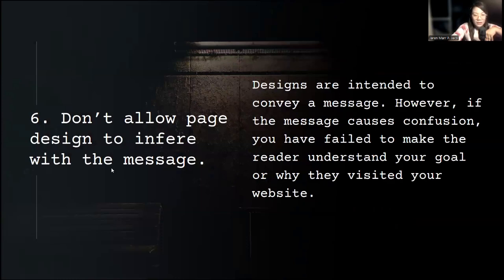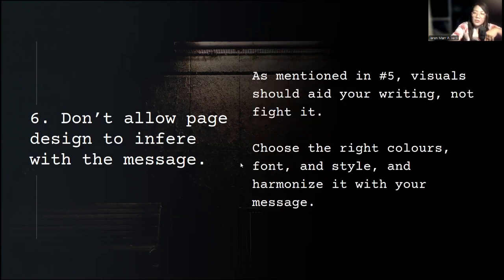6, don't allow page design to interfere with the message. Designs are intended to convey a message. However, if the design causes confusion, you have failed to make the reader understand your goal or why they visited your website, because it means that you didn't get your message across for readers to understand your intent. As mentioned in item number 5, visuals should aid your writing, not fight it. Choose the right colors, font, and style, and harmonize them with your message.